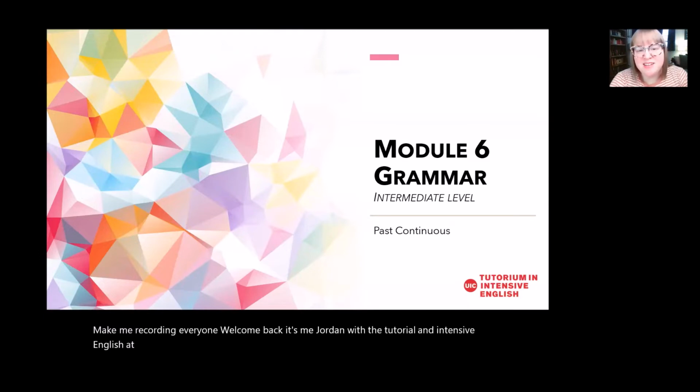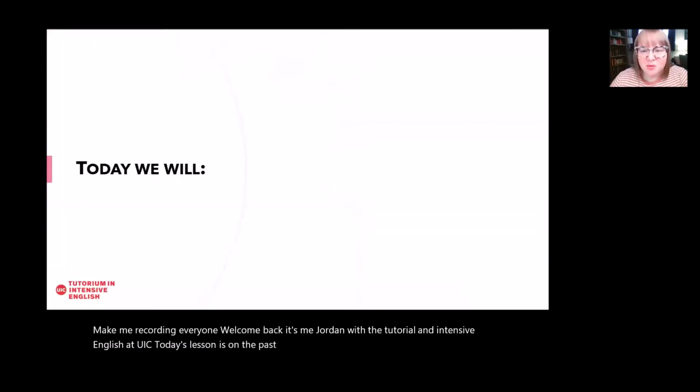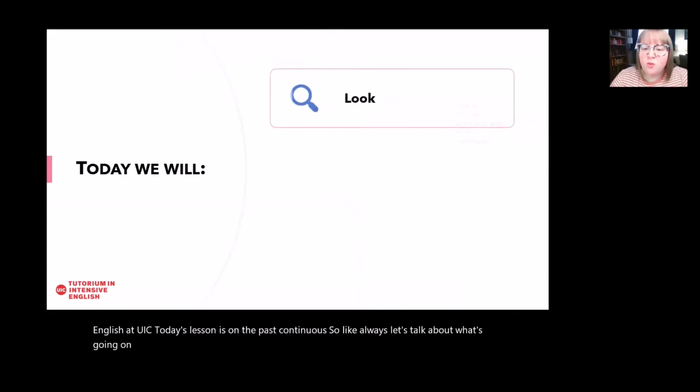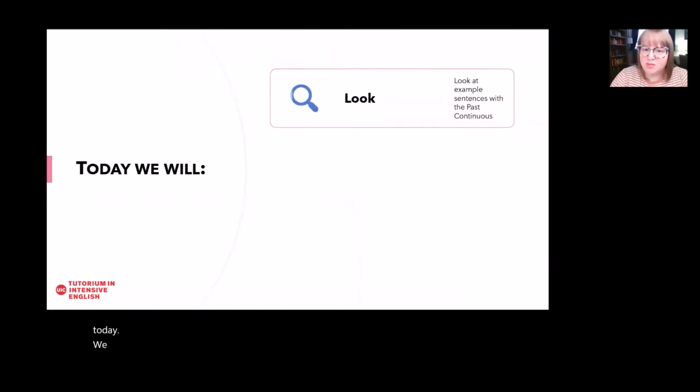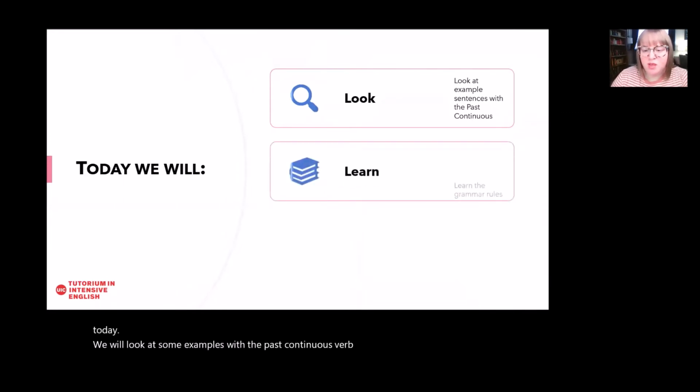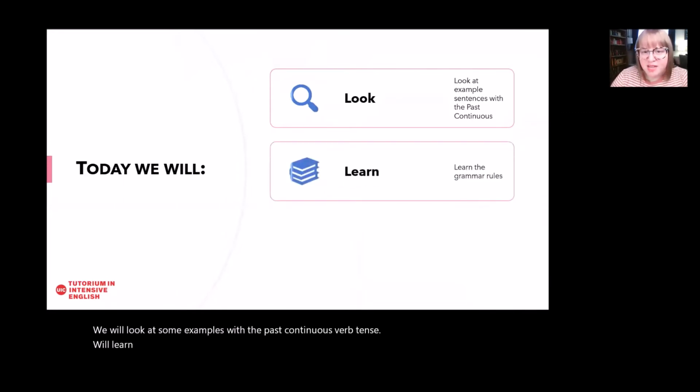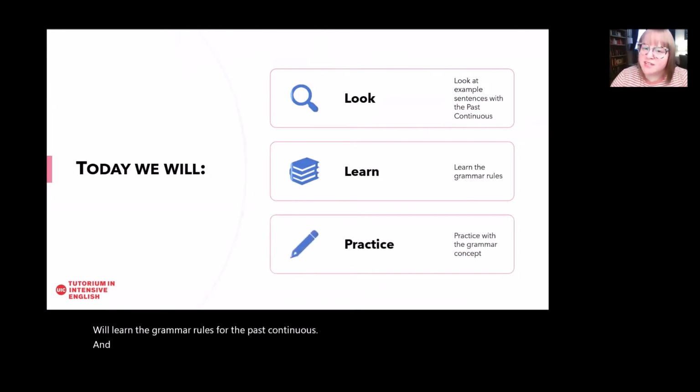Today's lesson is on the past continuous. So, like always, let's talk about what's going on today. We will look at some examples with the past continuous verb tense. We'll learn the grammar rules for the past continuous. And of course, we will practice just a little bit.